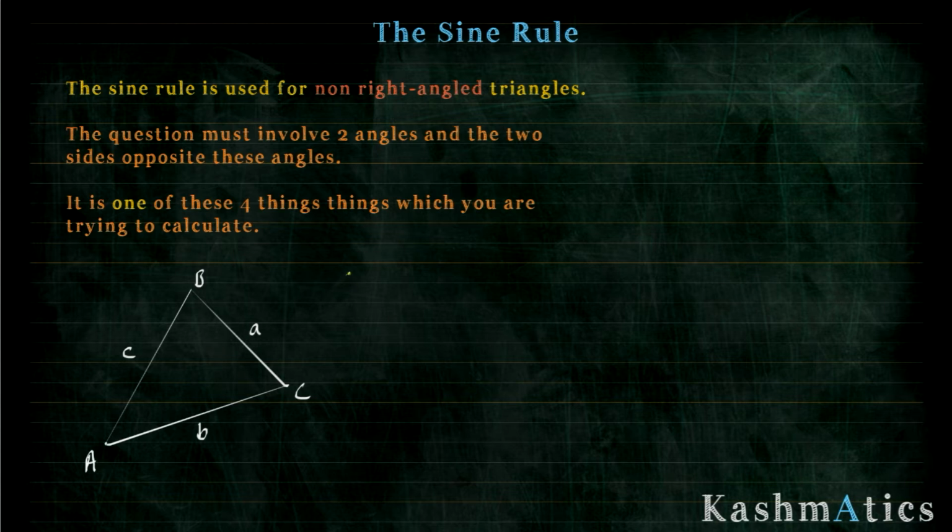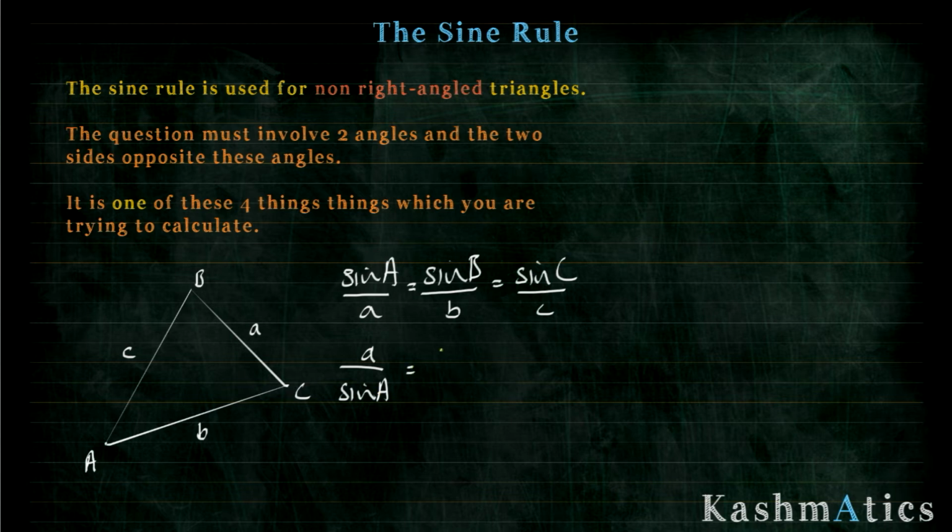The sine of angle A divided by A is equal to the sine of angle B divided by B, which is equal to the sine of angle C divided by side C. Now it's quite an easy one to remember, but what you can also do with this formula is flip the whole thing over. So A over sine A is equal to B over sine B, which is equal to C over sine C. Just pay attention to where the sine is. The sine always goes with the angle, and the side that's opposite the angle has the same letter, just in lowercase instead. So that's how the sine rule works.